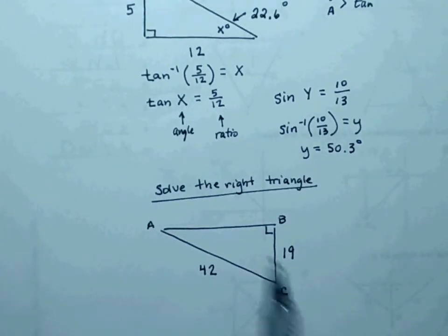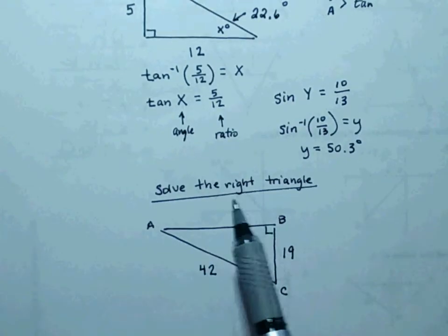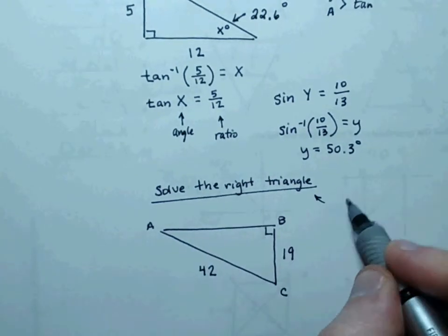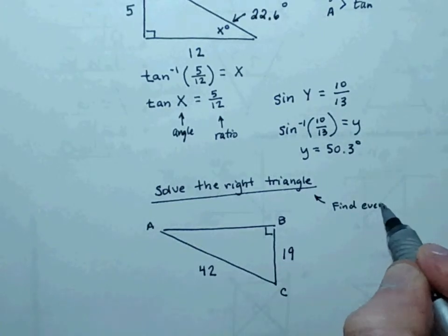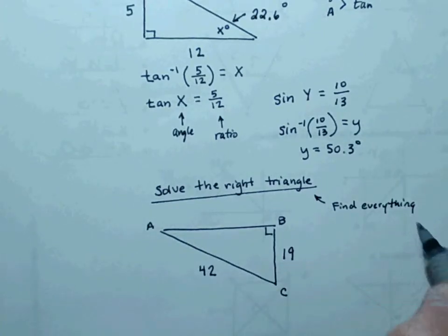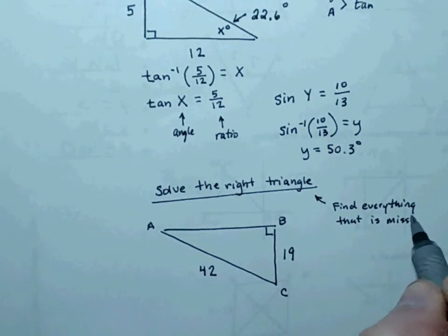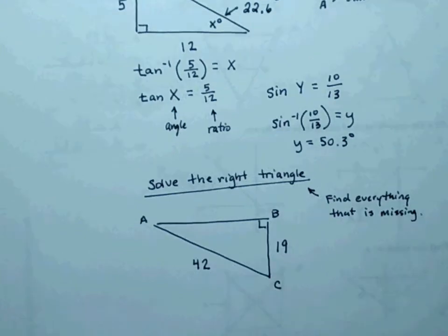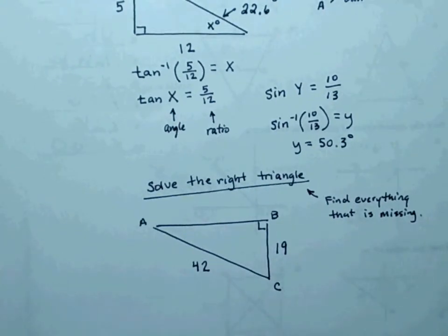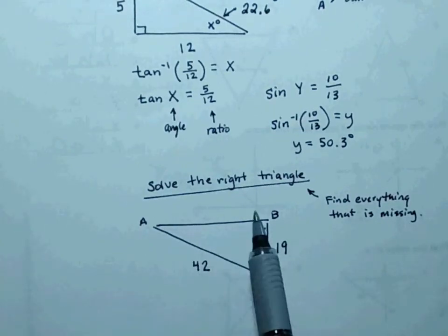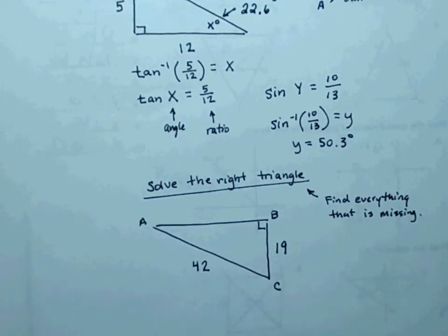Okay, it says solve the right triangle. What that means is that you need to find everything that is missing. You've got to find everything that's missing. So in this case, what we are missing is side AB, angle A, and angle C. Those are the three things we're missing, so that's what we're going to have to find. So how would we find AB?